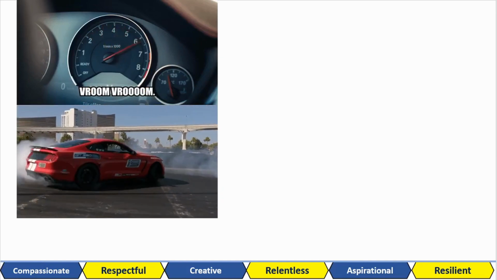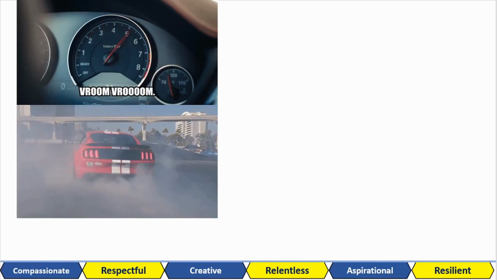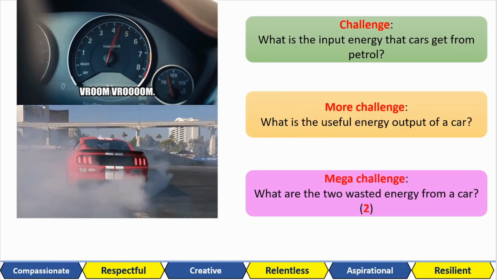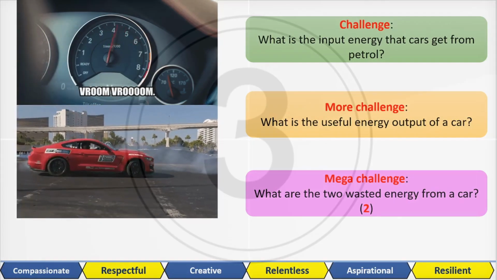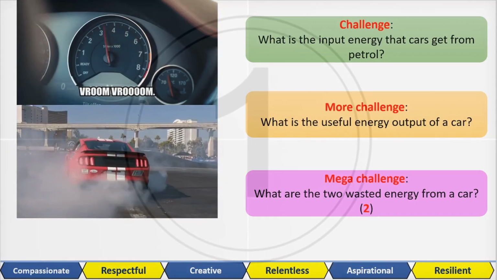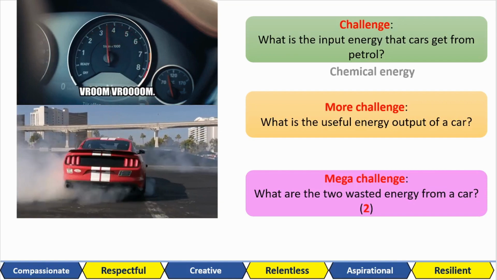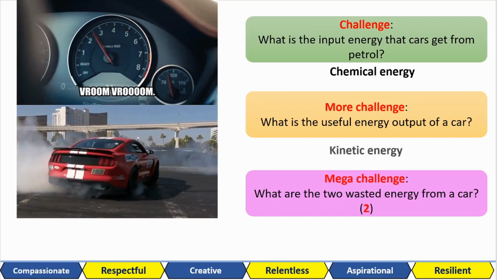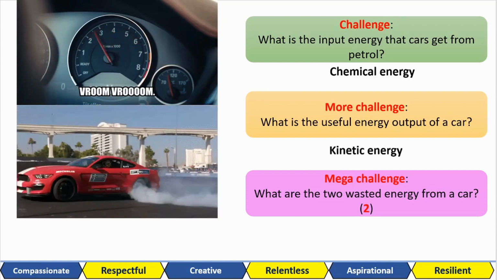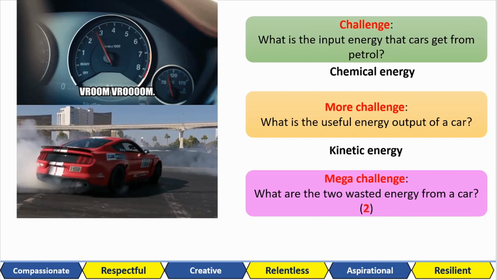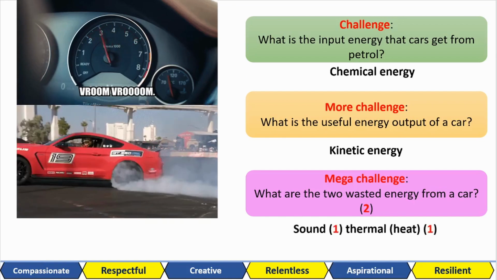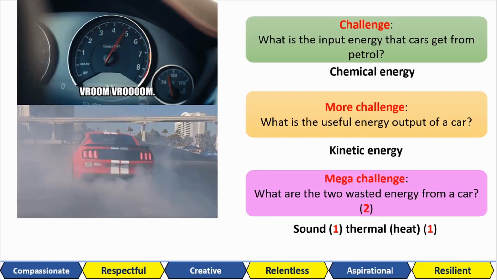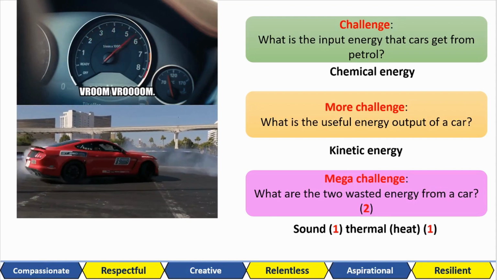Here we have a car showcasing different energy transfers, and I've got these challenge questions for you to do. Do your thing. Cars get chemical energy from petrol. The useful energy coming out of cars is kinetic energy. The 2 wasted types of energy are almost always sound and thermal. The road and tyres are getting hotter from the friction, and you will also hear that wasted sound energy.